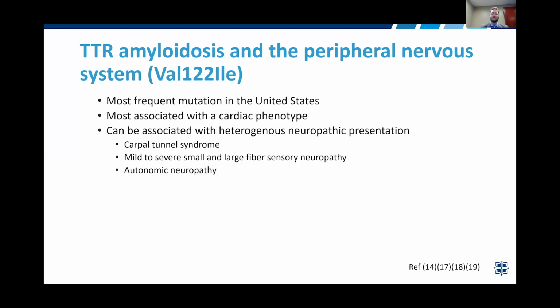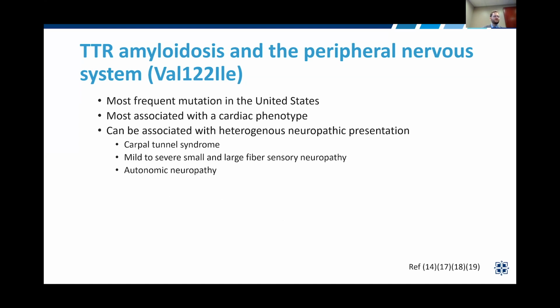For Val122Ile, this is the most frequent mutation in the United States. It's most commonly associated with a cardiac phenotype, but it can be associated with a heterogeneous neuropathic presentation, carpal tunnel syndrome being very common, and then mild to severe small and large fiber sensory neuropathies and autonomic neuropathies.